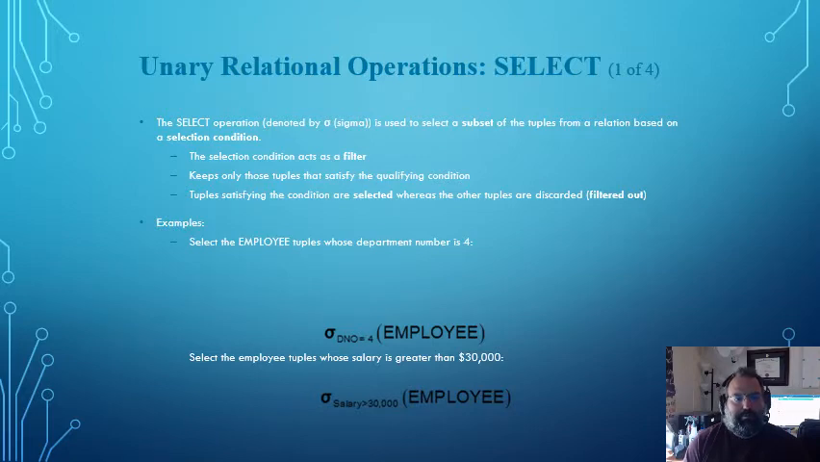The select operation, denoted by sigma, is used to select a subset of tuples from a relation based on a selection condition. The selection condition acts as a filter. It keeps only those tuples that satisfy the qualifying condition. Tuples satisfying this condition are selected, whereas other tuples are discarded, filtered out. For example, select the employee tuples whose department number is 4. So you have sigma DNO equals 4 of employee, and select the employee tuples whose salary is greater than 30,000. So sigma salary greater than 30,000 on employee.